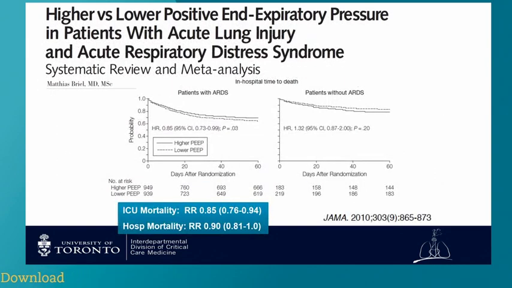This has been tested in several large trials using higher versus lower PEEP while keeping tidal volumes at 6 mils per kilogram and plateau pressures of 30 or less. And although these 3 individual studies didn't show a difference, when you put them together in an individual patient meta-analysis, there is in fact a signal for benefit with a higher PEEP strategy.